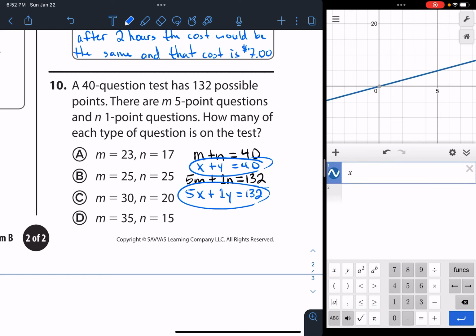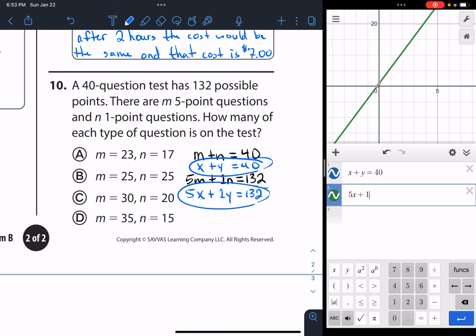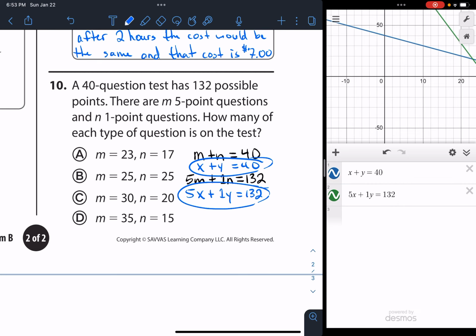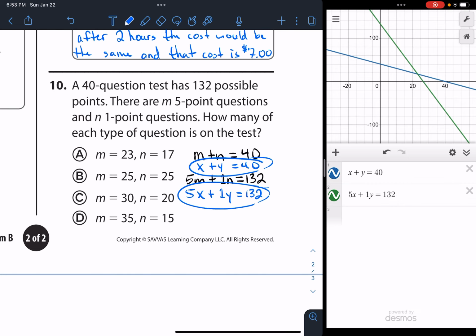So we got x plus y equals 40. And then you have 5x plus 1y equals 132. You don't have to put the 1y. You can just put y if you wanted. It doesn't really matter. Let's zoom out here. As you can see, they actually cross at a certain value. I'm going to click on that value, and I guarantee you it's going to be one of these options, A, B, C, or D. We let x represent M and y represent N.